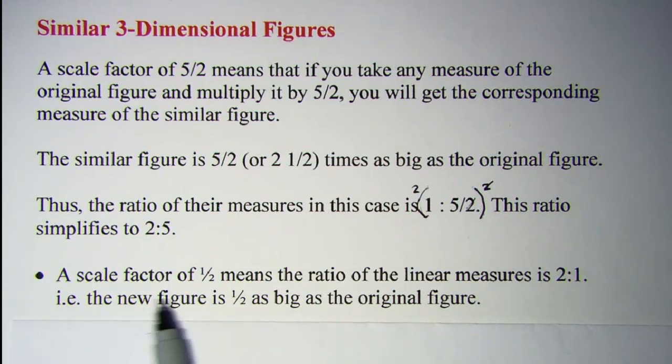A scale factor of 1/2 means the ratio of the linear measures is 2 to 1. In other words, the new figure is half as big as the original figure. So the new figure, represented by the second number in the ratio, is half as big as the original.